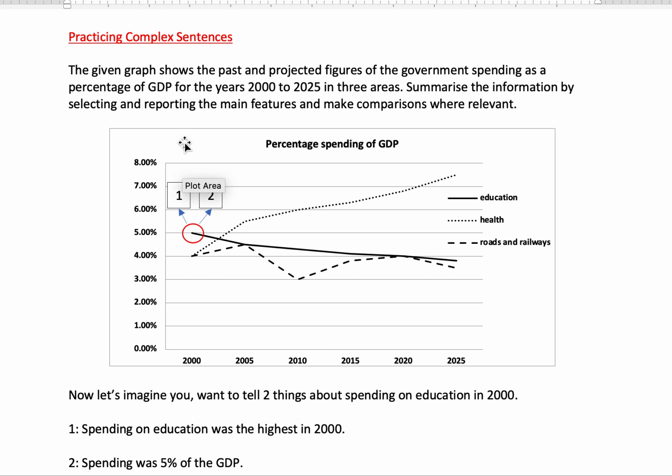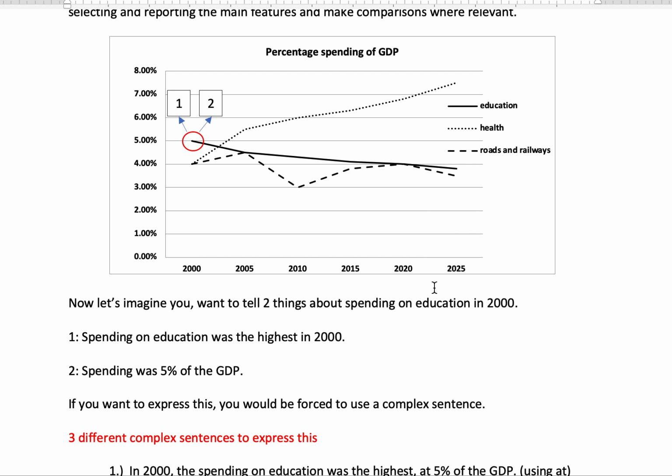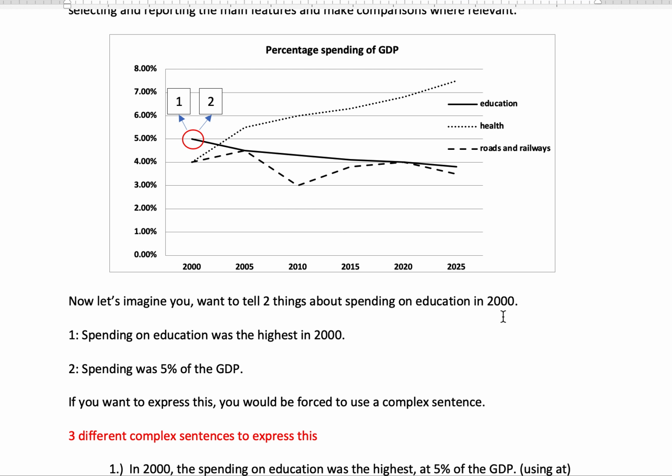Here you can see the given graph shows the past and projected figures. Past because this is from 2000, projected because this graph is ending at 2025, which is yet to come. The given graph shows the past and the projected figures of the government spending as a percentage of GDP for the years 2000 to 2025 in 3 areas: education, health, roads and railways. 3 areas are there. This is the percentage spending of the GDP, and this is from 2000 to 2025.